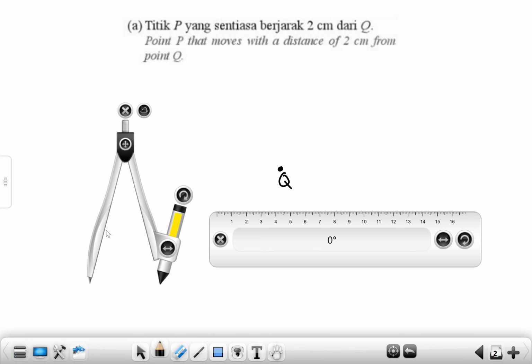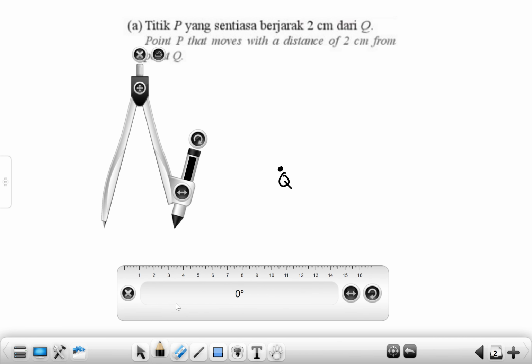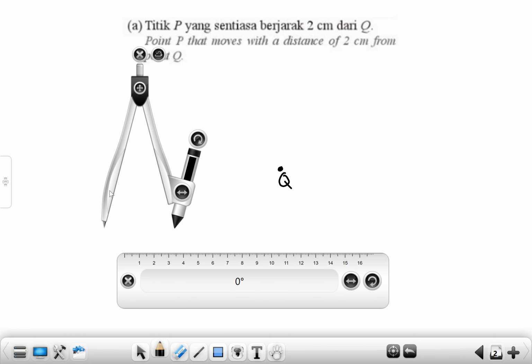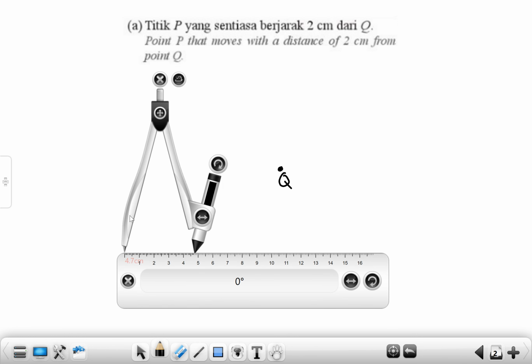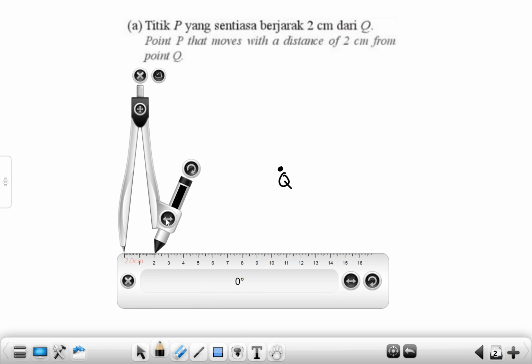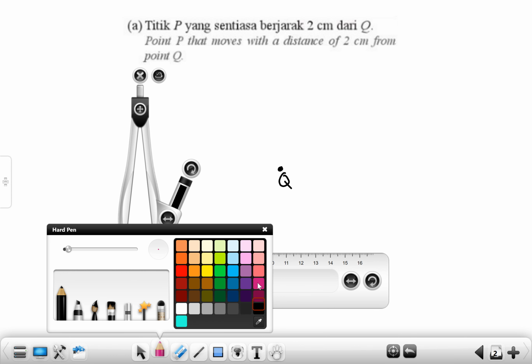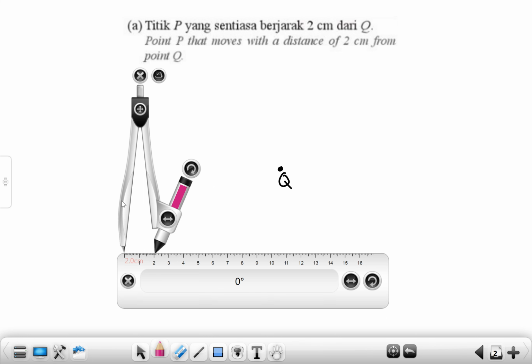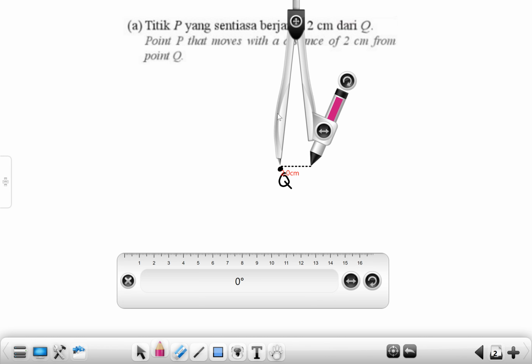Then you are going to take your compasses and we are going to measure 2. Okay, so if you look over here, I'm going to put at 0 first, and I'm going to have 2 centimeters as the length of my compasses. Then what should I do? Take my compasses, put the needle on our point Q, and make a what? What will our locus be, girls? Locus P.